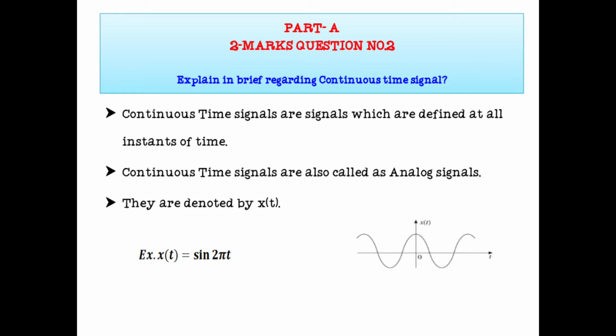Explain in brief regarding continuous time signal. So continuous time signals are signals which are defined at all instants of time. They are also called analog signals. They are denoted by x of t. So you write x of t equals sine 2 pi t as an example, and you can also draw a graphical representation of a signal.